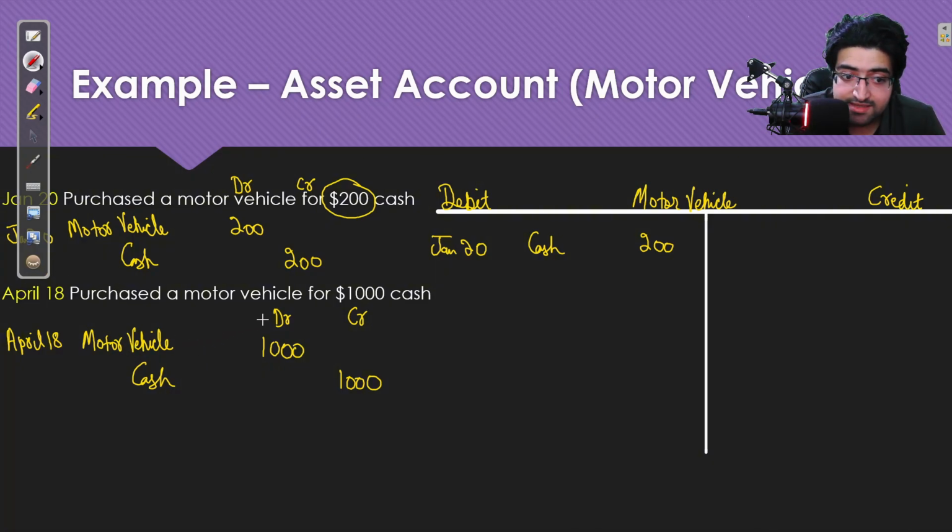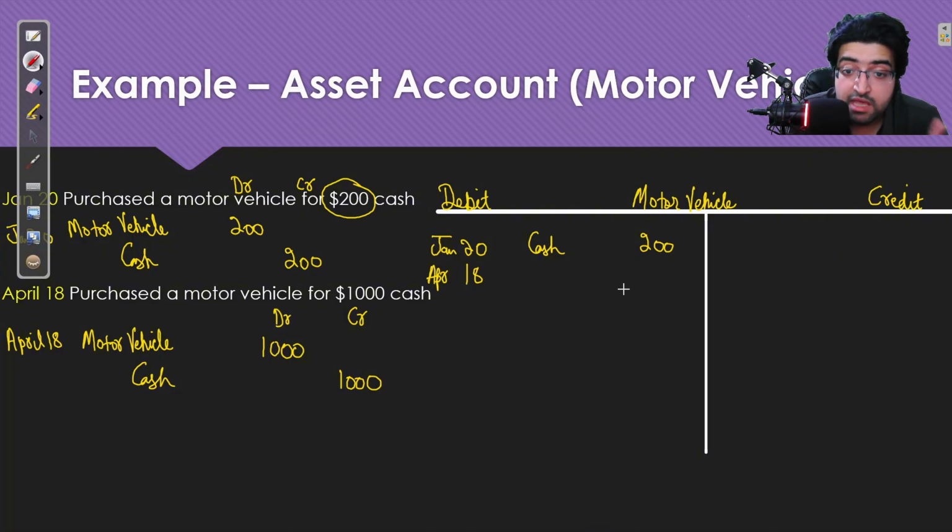So again, looking at this, what should I do? I will record this on the debit side of the motor vehicle account, because I have told you that wherever it is recorded in the double entry, you will also do the same thing in the T account. So if it was debit in the double entry, you will record the amount on the debit side of its T account as well.